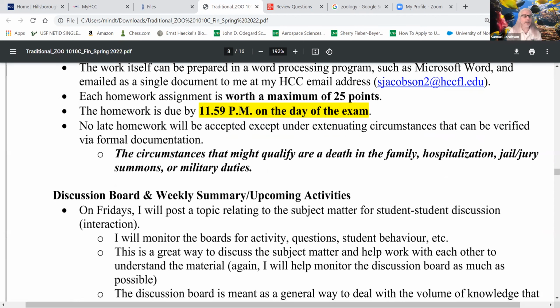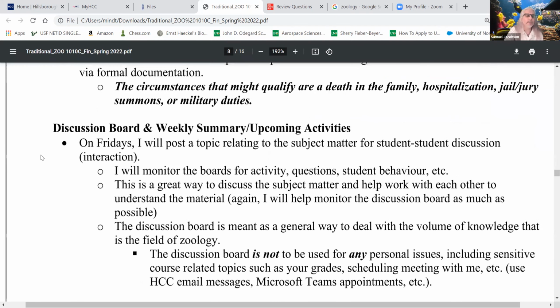And like anything else in college, I don't accept late work outside of extenuating circumstances. Which means death in the family, hospitalization, jail, jury summons, or military duties. Outside of that, yeah, probably not going to accept late homework. It's standard in college. Now, granted, maybe something very specific is going on. Talk to me. There could be something outside of this that I'm able to work with. Just let me know.